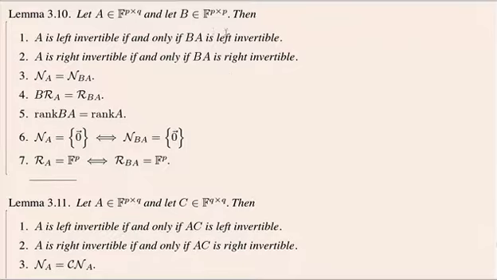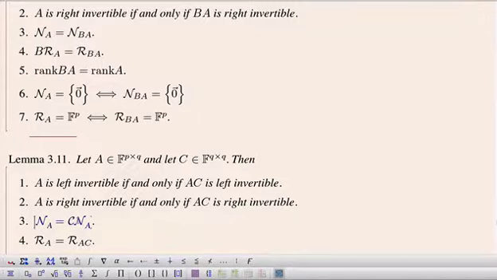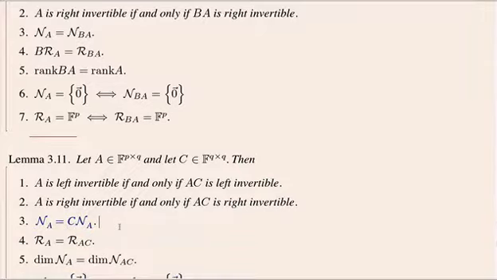So this was multiplication with B on the left. Now let's see multiplication with C on the right. If A is a P by Q matrix and C is a Q by Q matrix, then A is left invertible if and only if AC is left invertible, and A is right invertible if and only if AC is right invertible. The null space of A equals C times the null space of AC, and that shouldn't be calligraphic, it's just regular C.